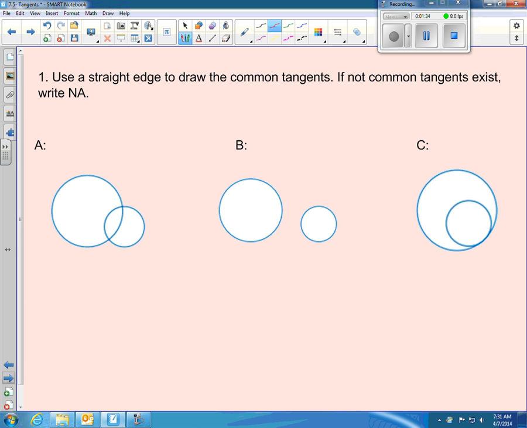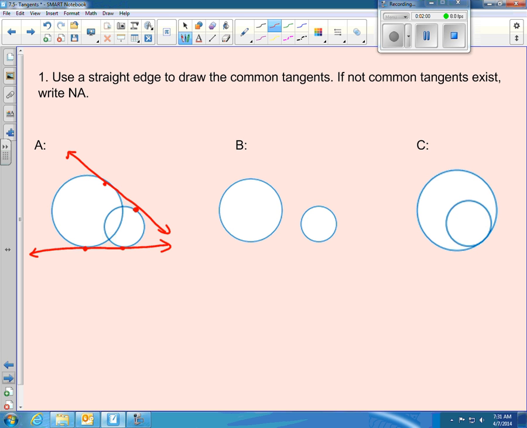So if we look here, I can start off by drawing a common tangent on the bottom. It's going to touch both circles in only one place. We have another common tangent here. It's actually going to be at this line. Pretend that got real close. And there we go. Looking at B, it looks like there are going to be no common tangents, possibly because they're not close enough.